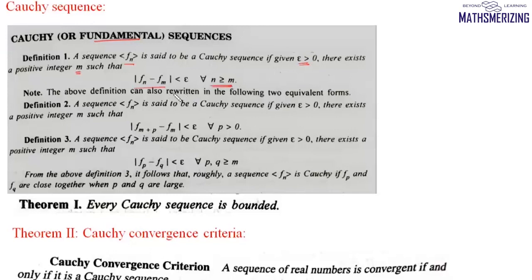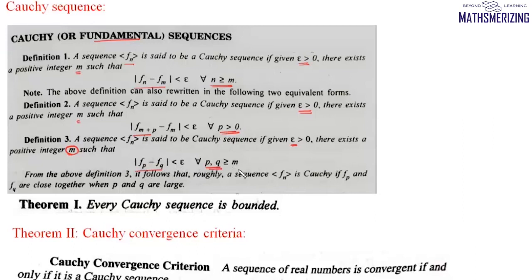Now we can write this definition in two equivalent forms. The first form: for any epsilon greater than 0 there exists a positive integer m such that |F(m+p) minus Fm| is less than epsilon for all p greater than 0. Or we can say a sequence Fn is said to be a Cauchy sequence if for any given epsilon greater than 0 there exists a positive integer m such that |Fp minus Fq| is less than epsilon for all p, q greater than or equal to m.